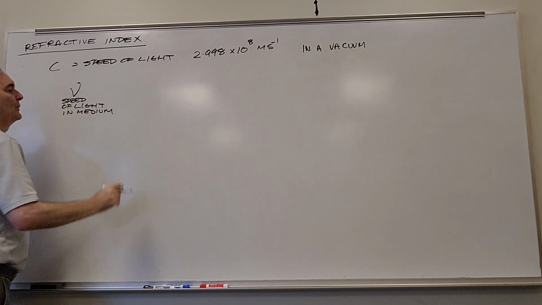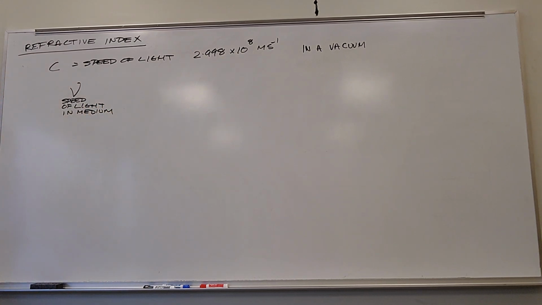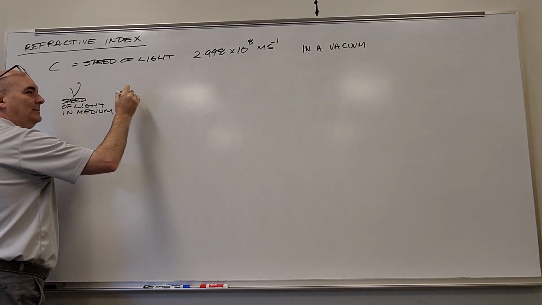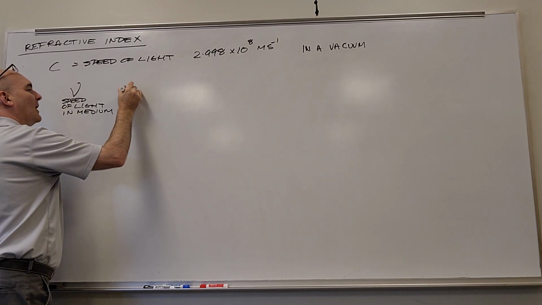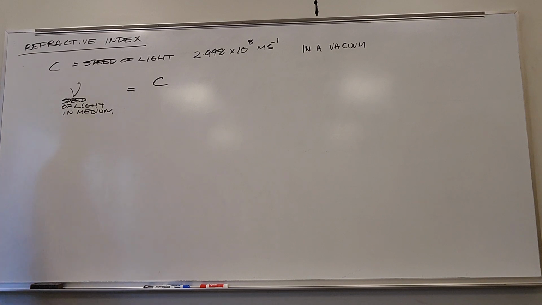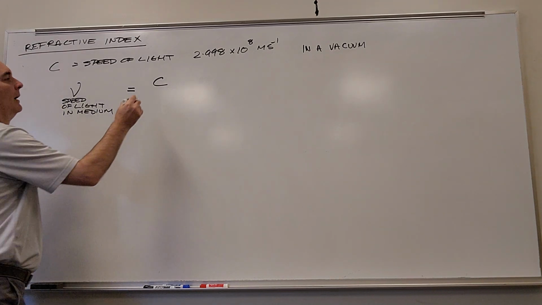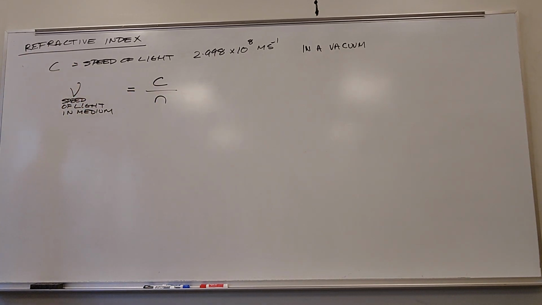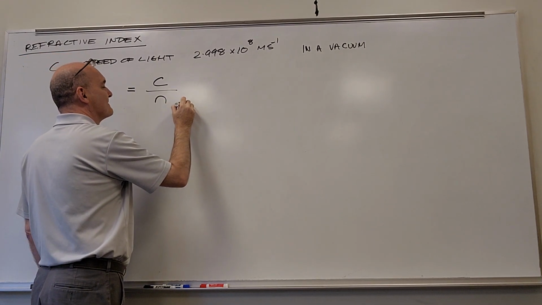When light passes through a medium, then mu is the speed of light, and it is equal to c, which is the speed of light in a vacuum, divided by n. Not N again. What does it stand for this time? Refractive index.